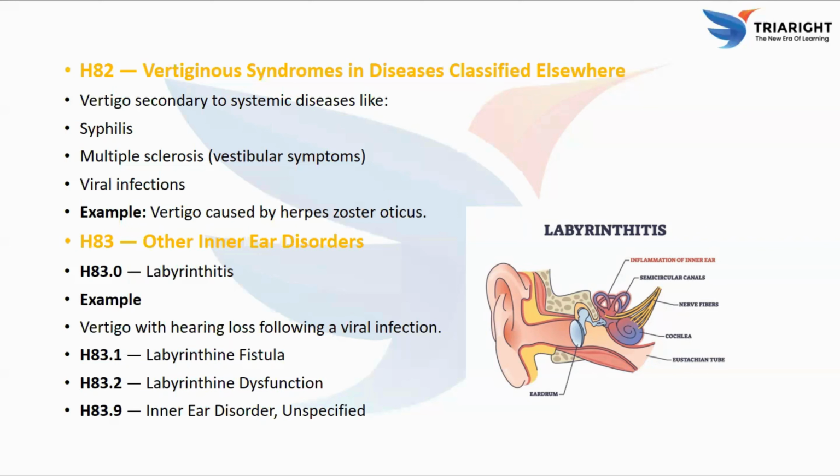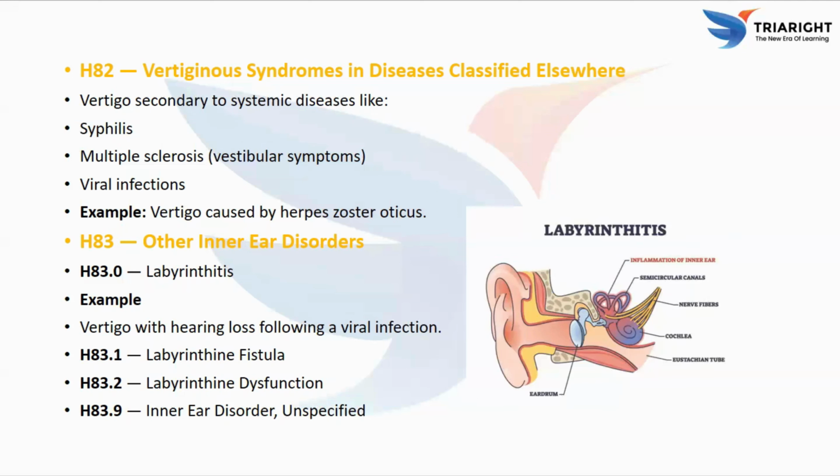And the third cause is viral infection. Viruses can affect the vestibular nerve or the inner ear, leading to vertigo. For example, herpes zoster oticus, which is Ramsay-Hunt syndrome. This also involves influenza and varicella. So what is the example given in the slide over here? Vertigo caused by herpes zoster oticus. This is classified under H82 because the primary cause is a viral infection, which is herpes zoster, and the vertigo is a secondary manifestation.